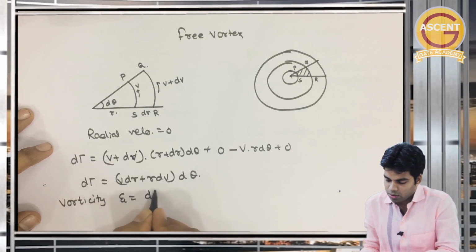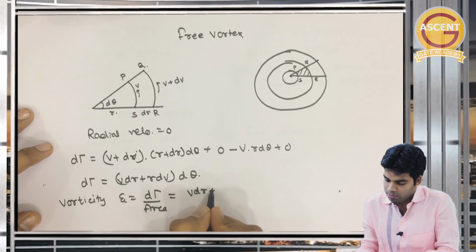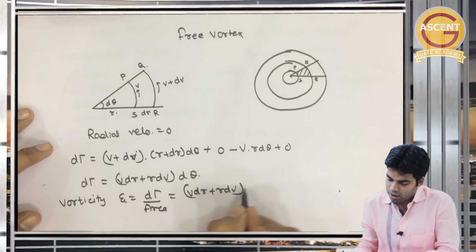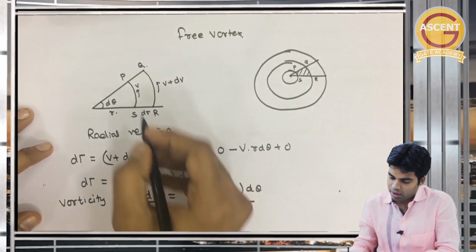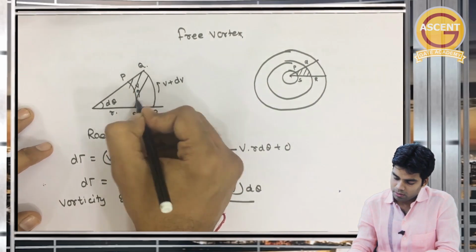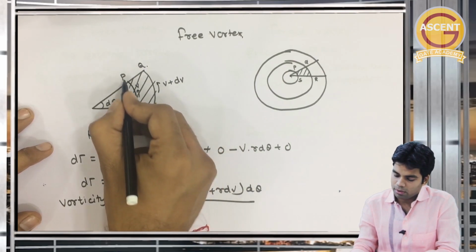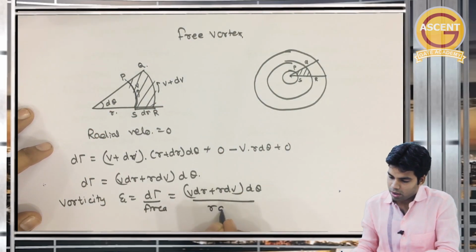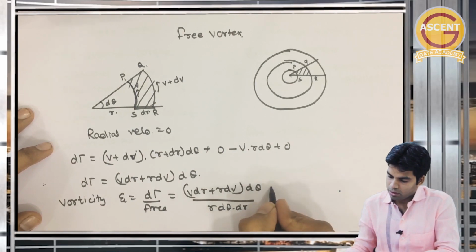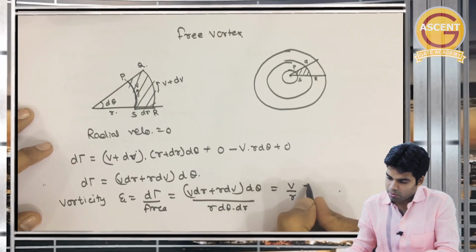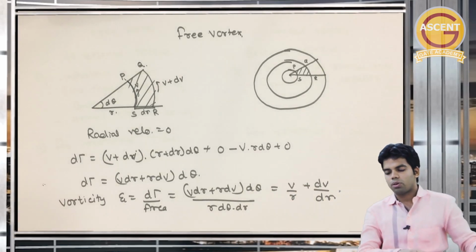Zeta is equal to d circulation divided by area. So this will be (V dr + r dV) d theta divided by area. Now what will be this area? This is nothing but r d theta into dr. So from here this will be V by r plus dV by dr. Getting this? This is nothing but vorticity.